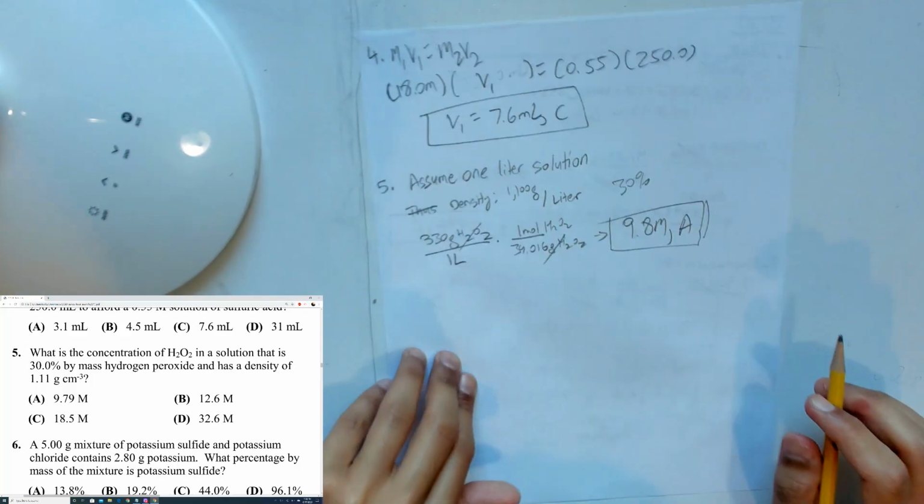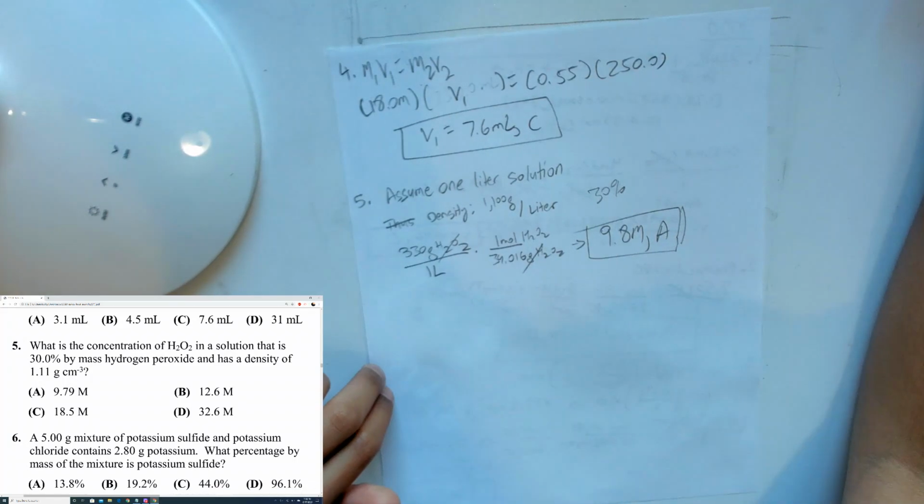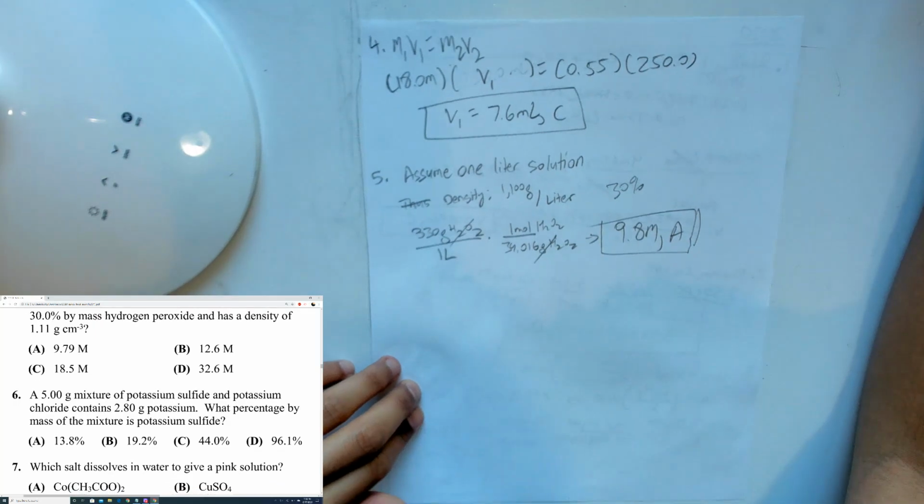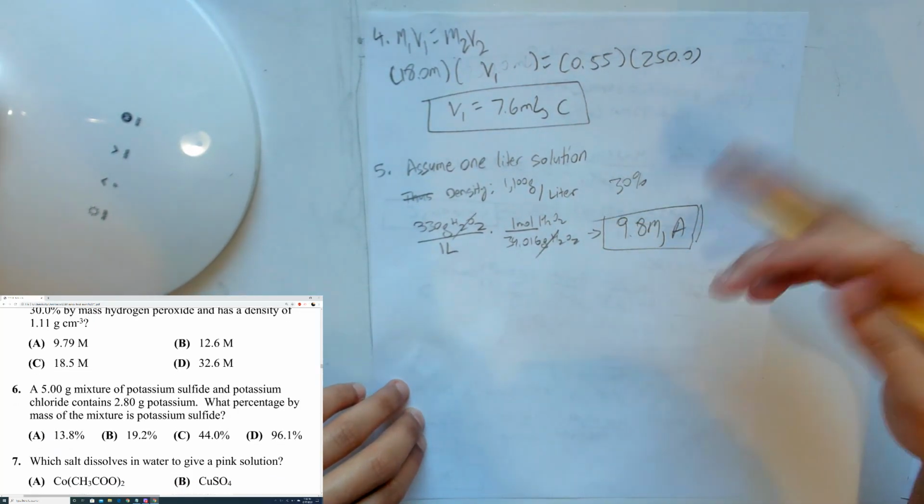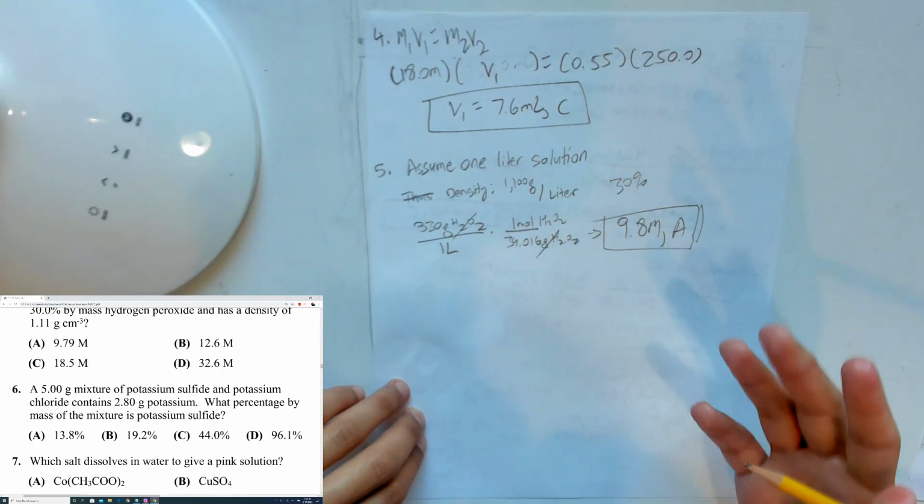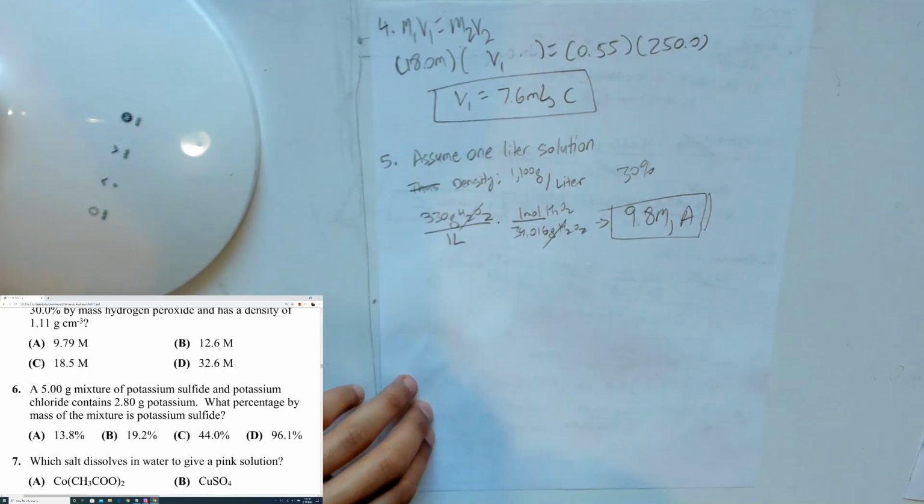Pretty simple. Now number 6 is a little different from your regular stoichiometry problems. The USNCO tries to throw in a bunch of stoichiometric problems that involve systems of equations. So here's how to solve this.